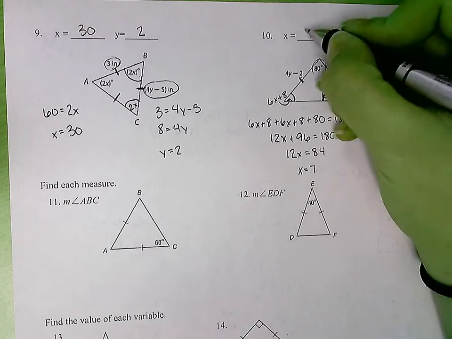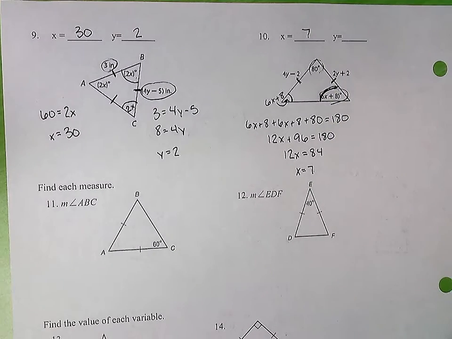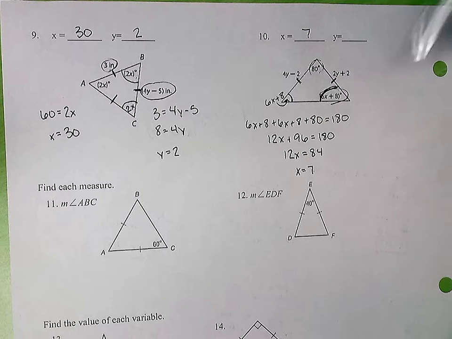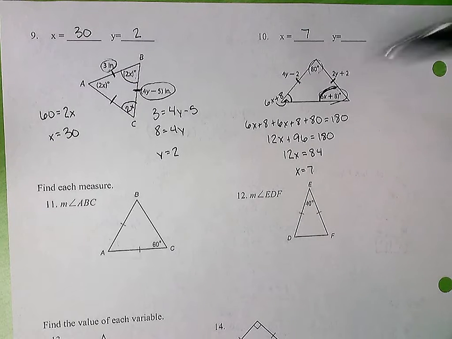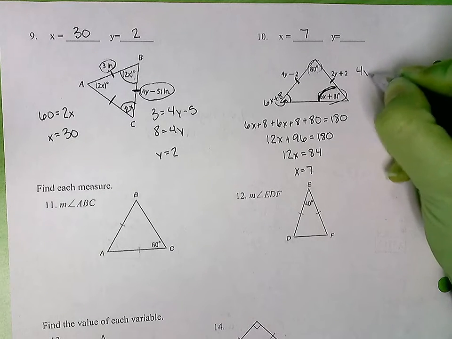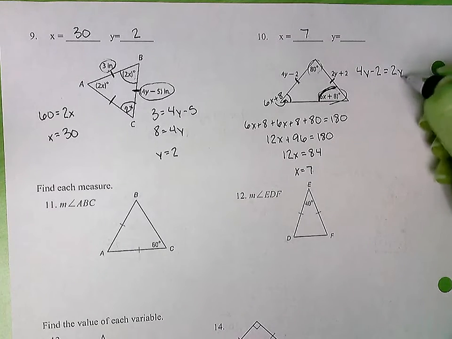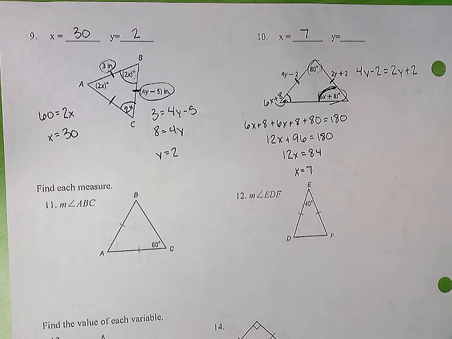So now that I found x, that's 7. We also want to find y. Now both of those sides, we have congruency labels on. Since they're congruent, they are equal. So we can set their equations for those sides equal. So we'll have 4y minus 2, that's that first side, is equal to 2y plus 2. That's that second side.